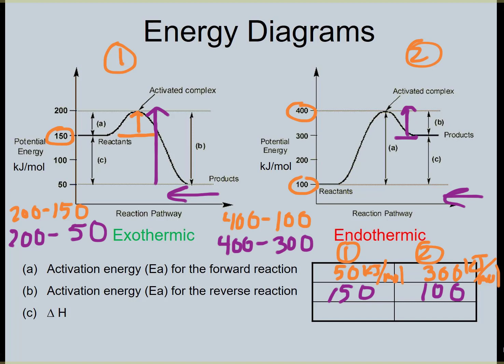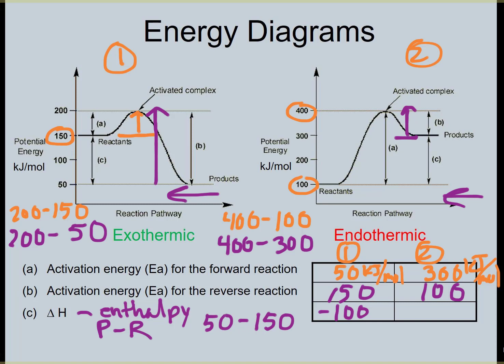And then delta H, this is the enthalpy. So this is the difference of products and reactants. And you usually do products minus reactants. So on that first one, my products are 50 and my reactants are 150. So 50 minus 150, I'm going to get a negative 100. So this tells me that negative 100 kilojoules will be released to the atmosphere.